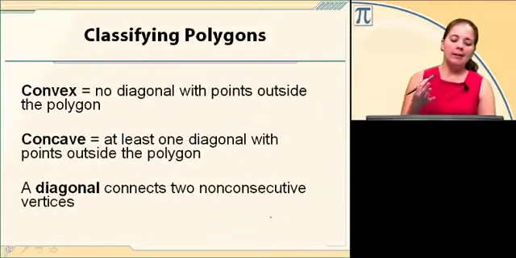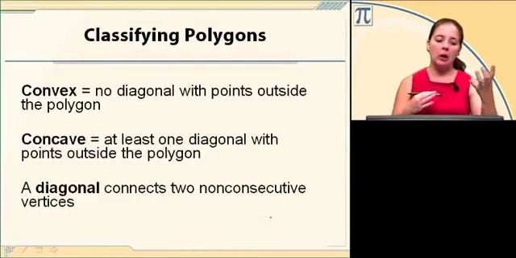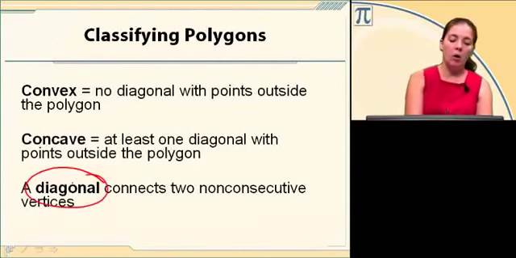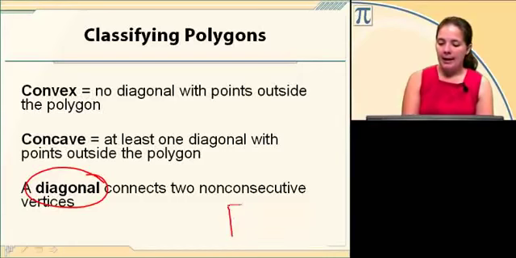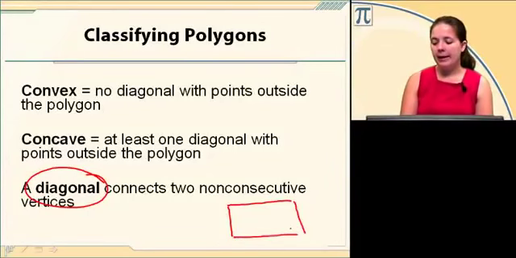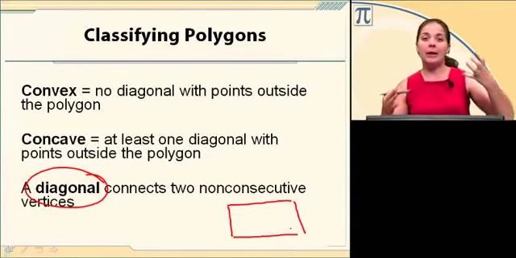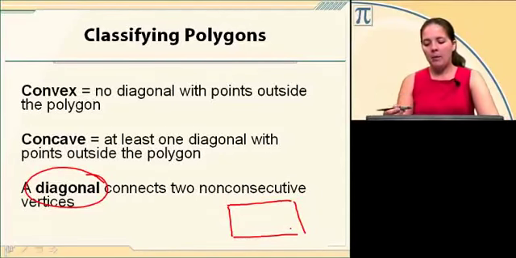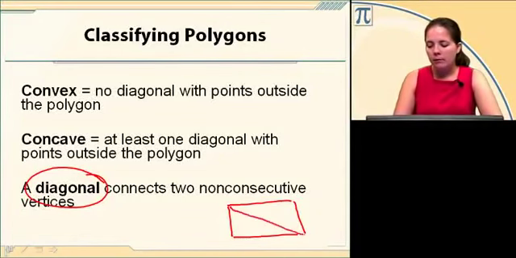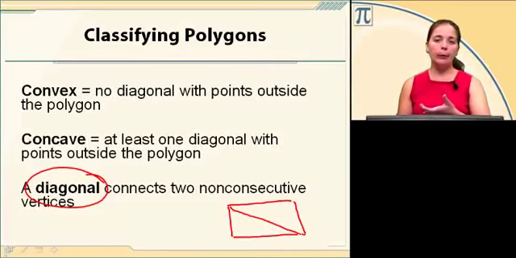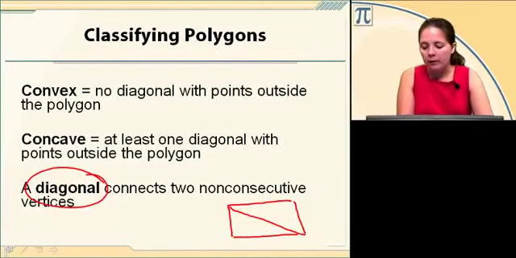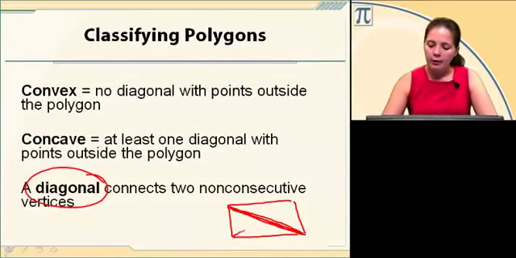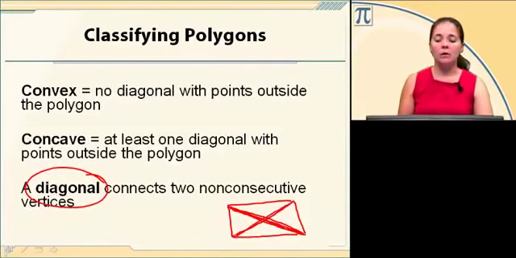Okay, convex, concave, diagonal. To understand convex and concave, let's first talk about what a diagonal is. A diagonal is a line segment that connects 2 non-consecutive sides, so 2 sides that aren't already connected. In my quadrilateral, this is one of my diagonals, right through the middle of my quadrilateral. I have 2 diagonals. Those are both diagonals.